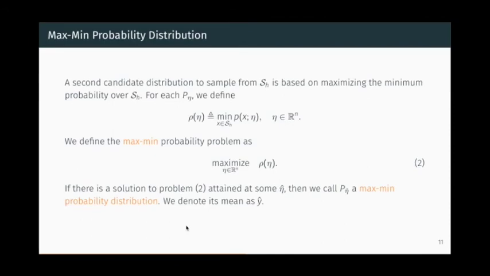Now let's talk about our second candidate distribution. This is using a different approach. We use the same exponential family, but since we're interested in sampling from S of H, we take the minimum of the probability across all of S of H. This is a function that depends only on the natural parameter eta. Then we ask ourselves, what is the eta that maximizes this minimum probability? That is exactly our max-min probability problem. If this problem has a solution, attained at some eta hat, then we call P of eta hat the max-min probability distribution. This problem is in general not as simple as the maximum entropy problem, but we'll see how we can link both of them.